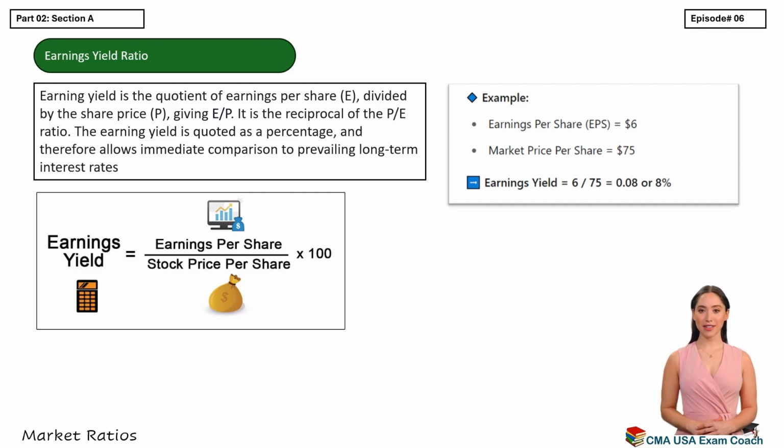So the earnings yield is 8%. This means that for every dollar an investor pays for the stock, the company is generating 8 cents in earnings. Why is this ratio important? Because it helps compare stock earnings to other investment opportunities, like bonds or savings accounts.